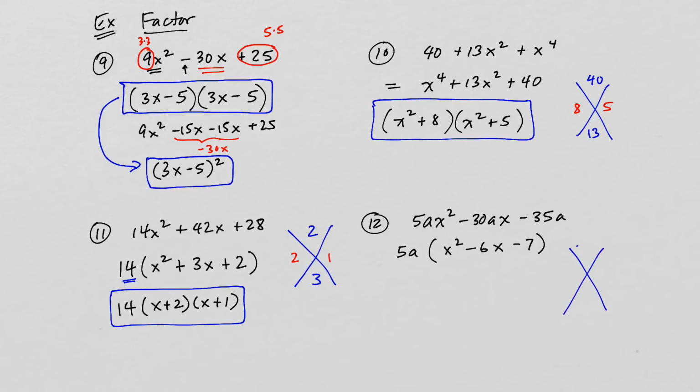So now I make a magic x, negative 7 on top, negative 6 in the bottom. Two numbers that multiply to give us negative 7 but add to give us negative 6 would be negative 7 times positive 1. And so when you finish factoring this, you're going to have x minus 7, x plus 1, and of course make sure you have the 5a in the front.